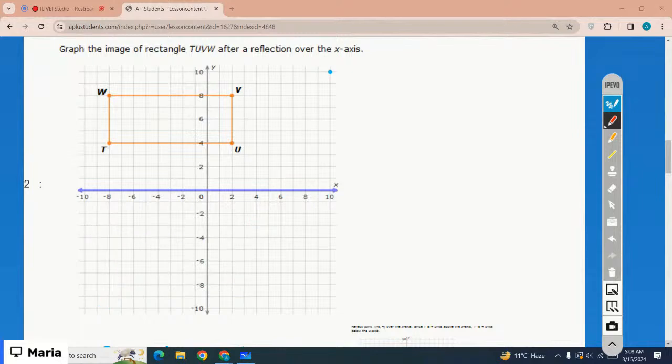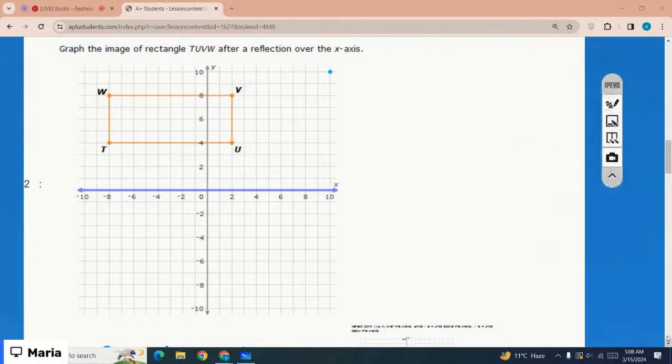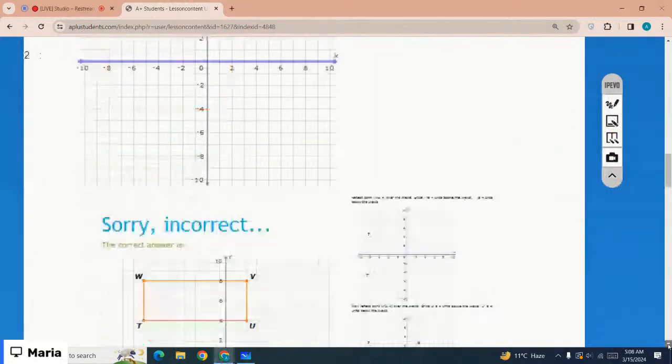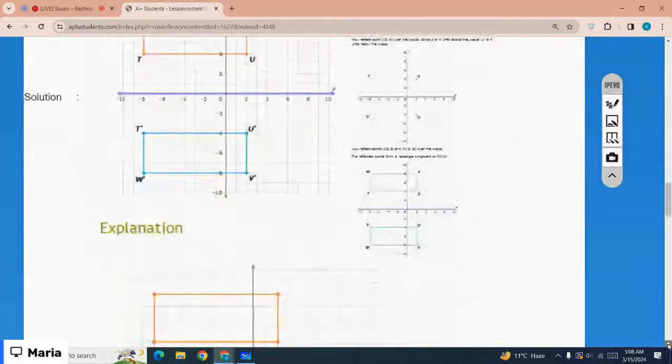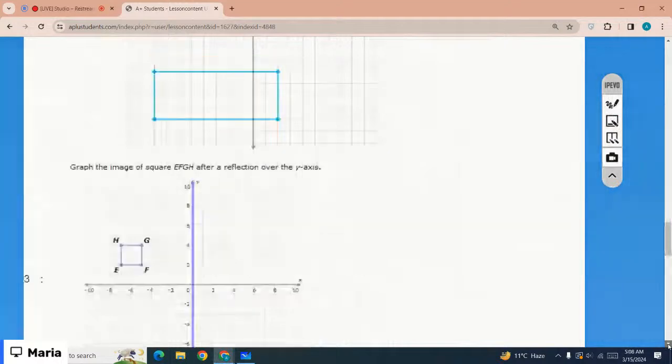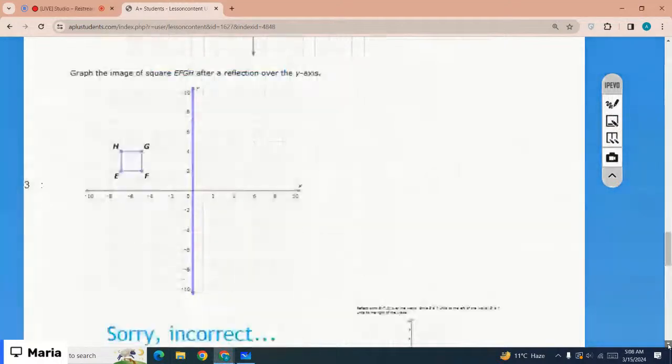Okay, let's see if we have another example. You can find this lesson in your book and do as many practice problems as you can, right? Graph the image of square EFGH after a reflection over the y-axis, right?